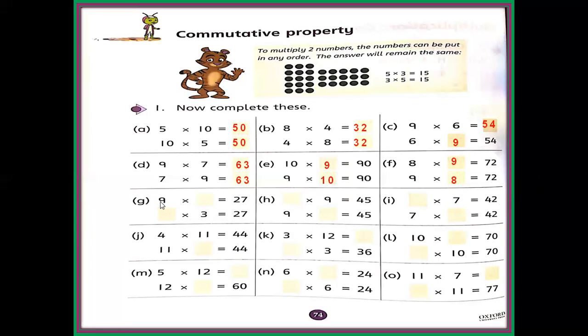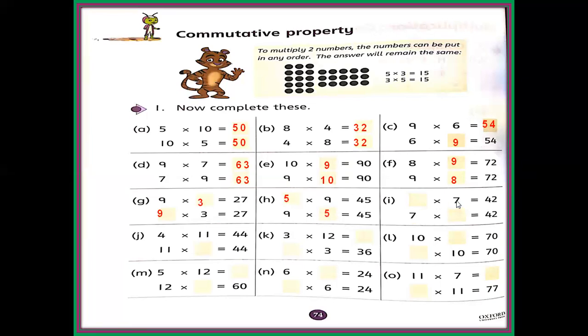Now look at this, the first number is given here, the second is given here, write 3 here. 9 threes are 27, and here again 9 threes. Look at this one, 9 in both, the same number is given, so it means we read the table of 9. 9 ones are 9, 9 twos are 18, 9 threes are 27, 9 fours are 36, 9 fives are 45. So write 5 here, 5 nines are 45, and 9 fives are 45.